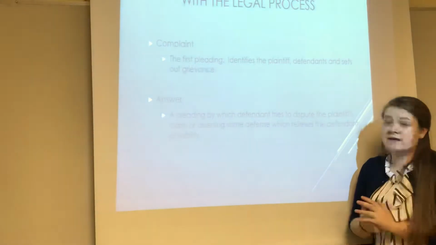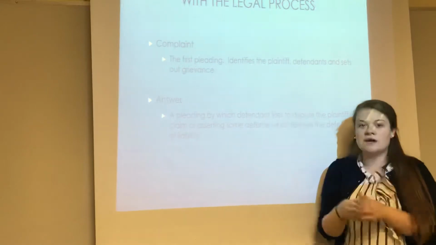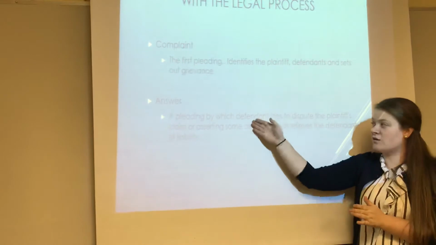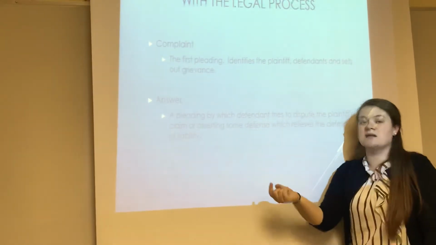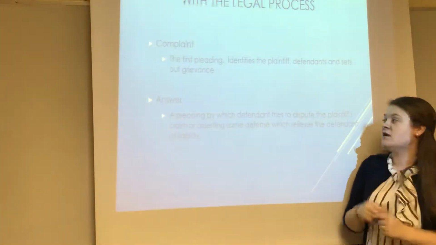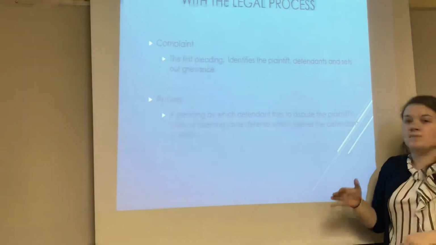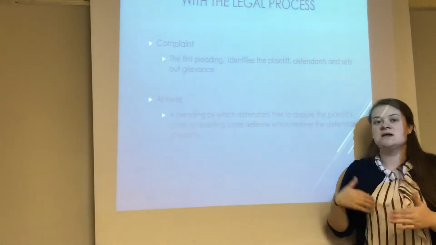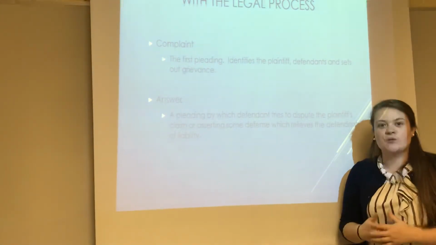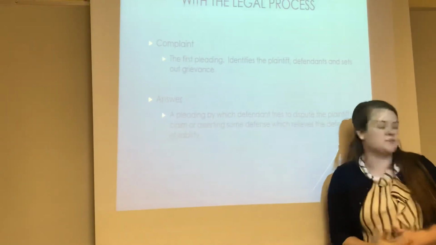So we start with a complaint. The first pleading identifies the plaintiff, defendants, and sets out the grievance. So the complaint is what actually happened, who did it, all that good stuff. The answer is a pleading by which the defendant responds. Okay, so party A said, you did this. Party B says, whatever in response. That's our answer, okay? So the defendant tries to dispute the plaintiff's claim, or asserts some defense which relieves the defendant of liability. So they may say, I did it, but I didn't have a duty to this person, which we'll see in a week or so. We'll hear a lot about duty in class. So complaint, answer, those are kind of the first steps in this process.